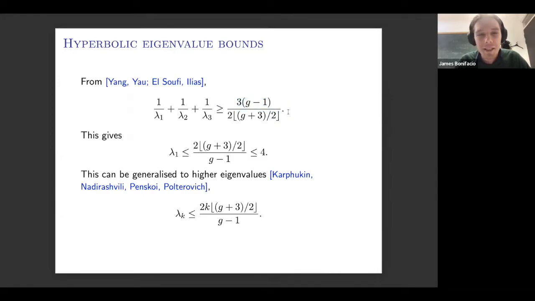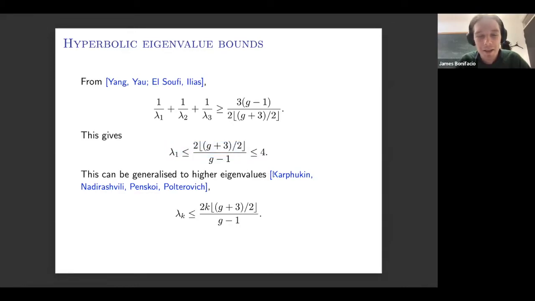And so in particular, you can use this to derive the following upper bound on the spectral gap, lambda1. So lambda1 must be less than or equal to this function of the genus, which for G greater than or equal to 2 is less than or equal to 4. So the Yang-Yau bound applied for more general metrics, but this is what it shows with hyperbolic metrics.